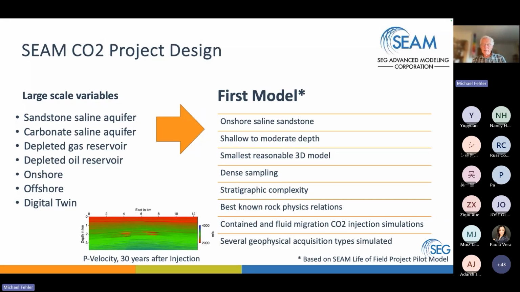It has stratigraphic complexity. We use the best known rock physics to define the model, both initially building the model, but also then going back from the reservoir to the geophysics. As I said earlier, we're considering 2 CO2 injection scenarios, and I'll show that again in a minute when we look at the model itself. And we've done several geophysical acquisition types simulated, which we will discuss. There's a lot of parameters involved.